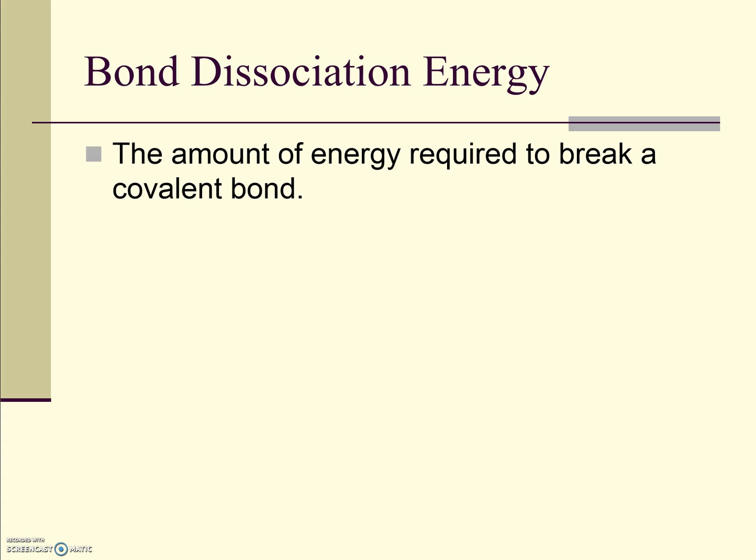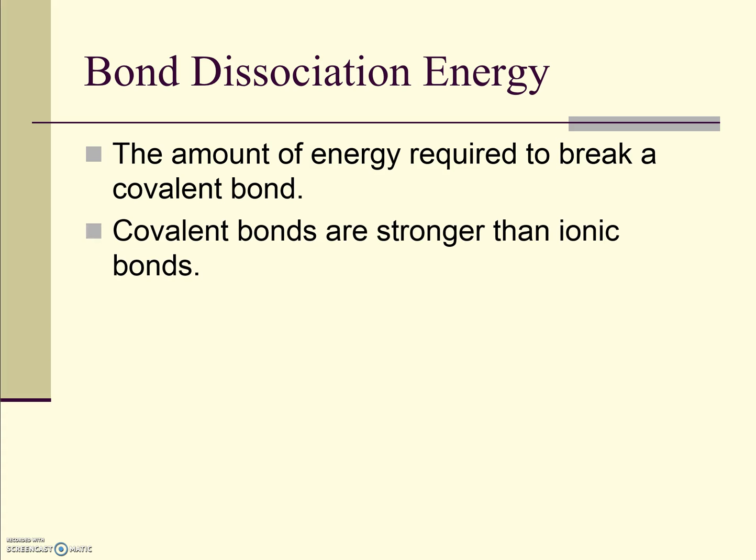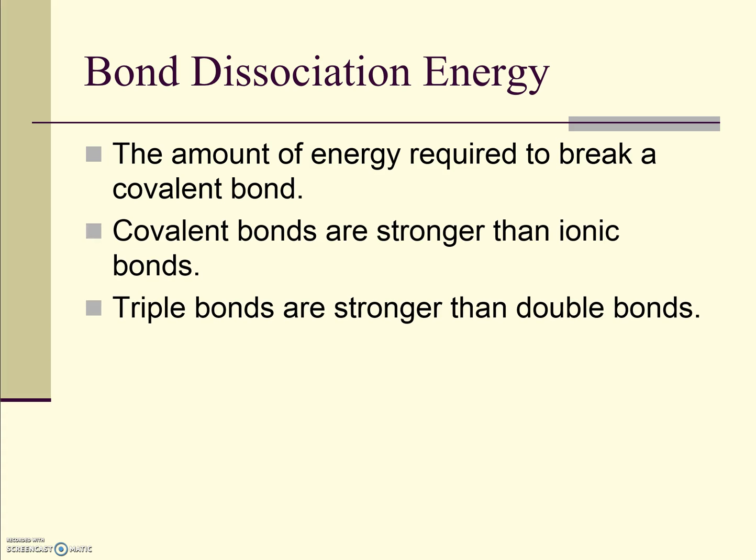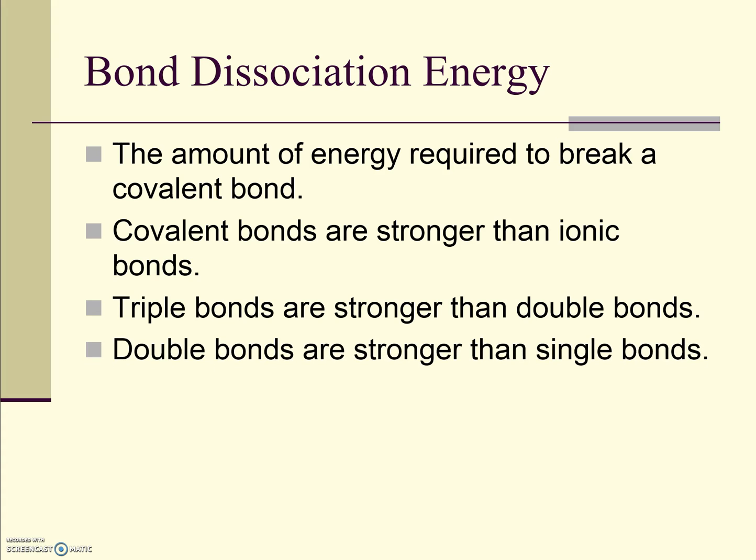Now, bond dissociation energy is the amount of energy required to break a covalent bond. Covalent bonds are stronger than ionic bonds, and triple bonds are stronger than double bonds, and double bonds are stronger than single bonds. So looking at this, when we have triple bonds, when we have 6 electrons being shared, it's going to be really hard to break that apart, and it's easier to break apart single bonds.